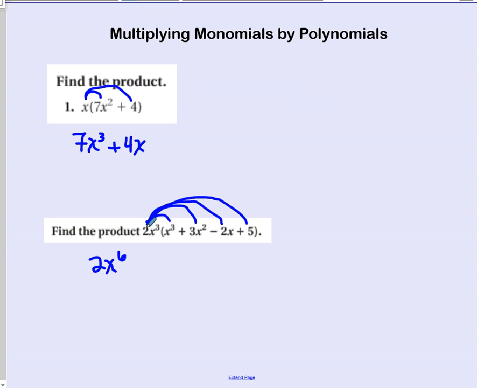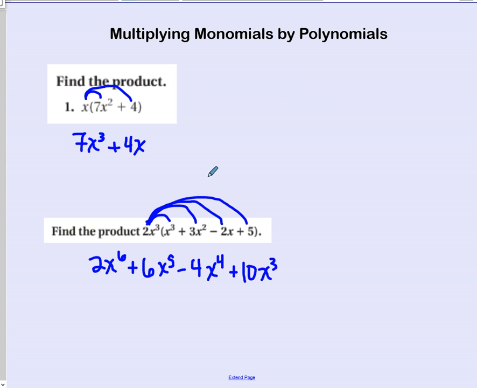All right, then I am going to do 2x cubed times positive 3x squared. I know it's going to be positive because both of my numbers are positive. 2 times 3 is 6, and then x cubed times x squared is going to be x to the fifth power. And then my next term, 2x cubed times negative 2x. It's going to be negative 2 times 2 is negative 4, and x cubed times x is just going to be x to the fourth. And then my last term, 2x cubed times 5: 2 times 5 is 10, so 10 and then x cubed.